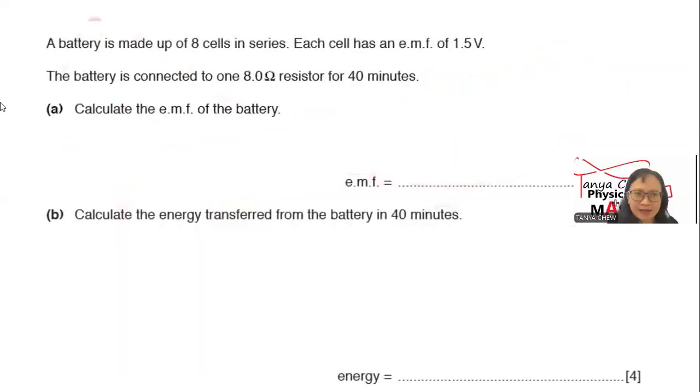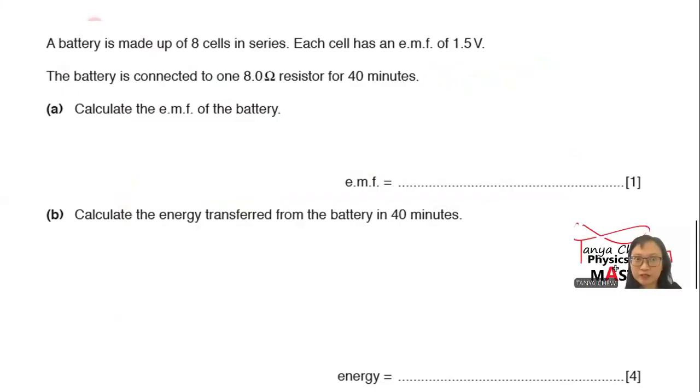And this one, electricity. Okay, let us look at the question over here. 1 mark and the other one is 4 mark. Okay, easier for me to show. A battery is made up of 8 cells in series. Each cell has an EMF of 1.5 volt. The battery is connected to one 8-ohm resistor for 40 minutes. Calculate the EMF of the battery.